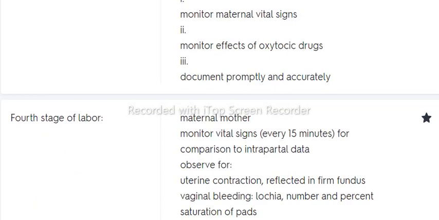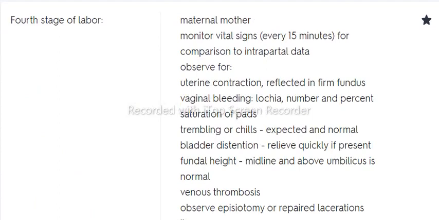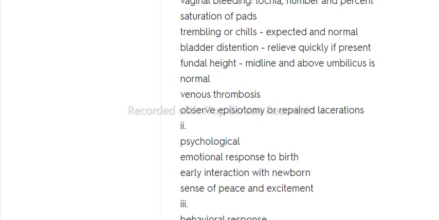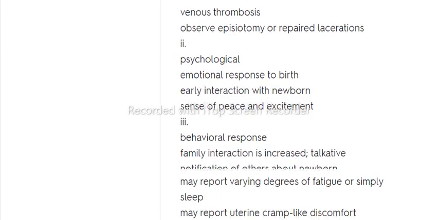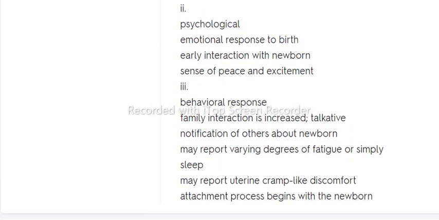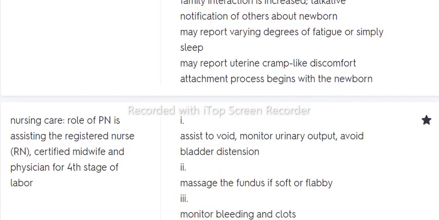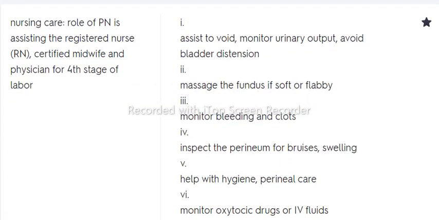Fourth stage of labor. Nursing care. Role of PN is assisting the registered nurse, certified nurse midwife, and physician for fourth stage of labor.